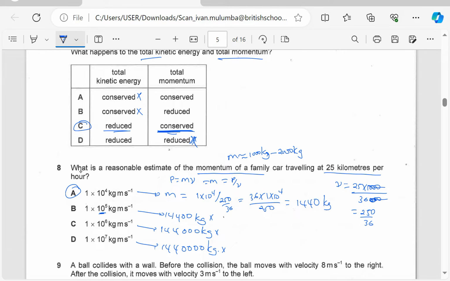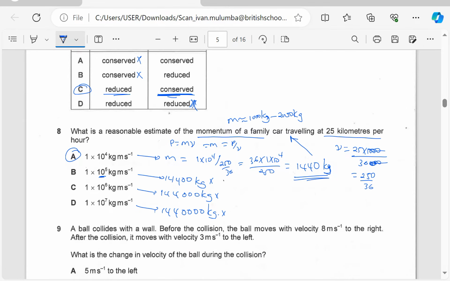So the answer is going to be 1 times 10 to the power of 4 kilograms, because kilograms per meter cubed, because it's the one which gives us a mass of a reasonable family car. So the answer is A.